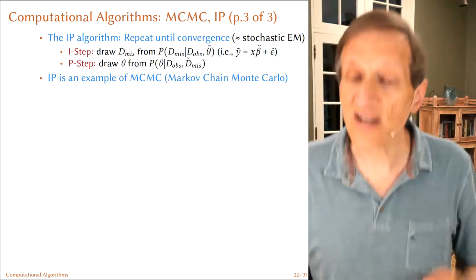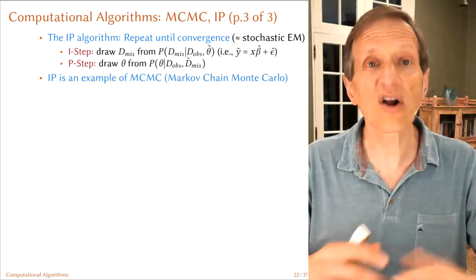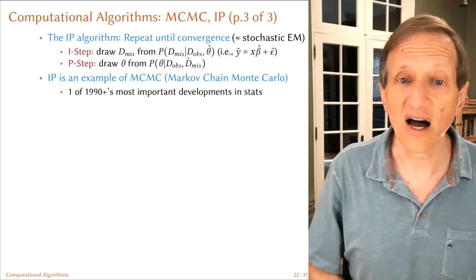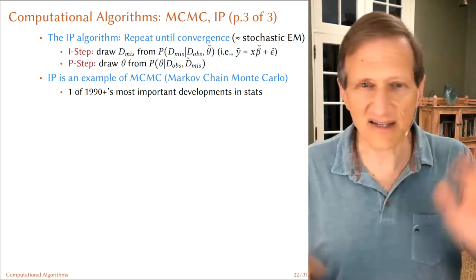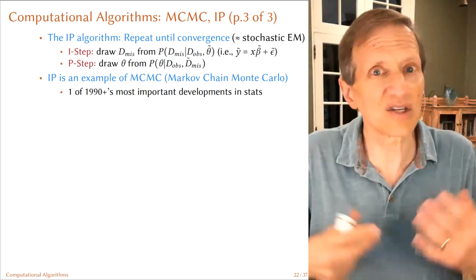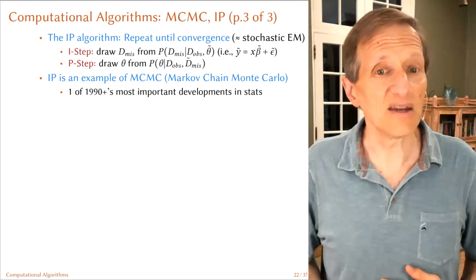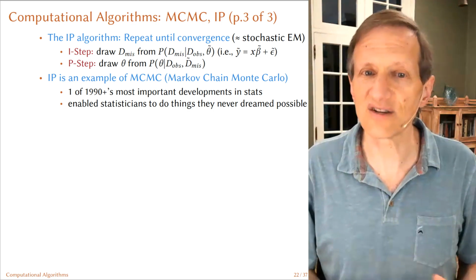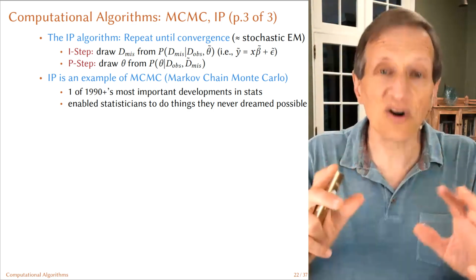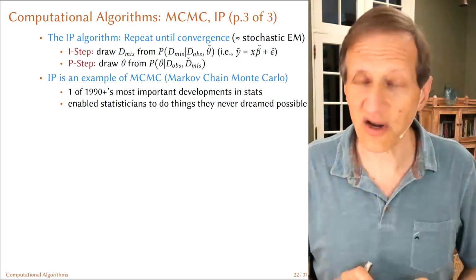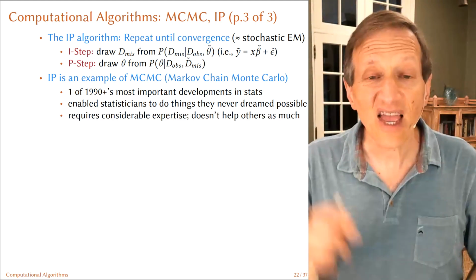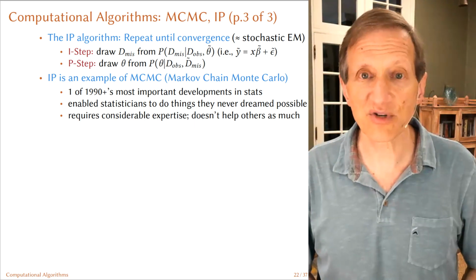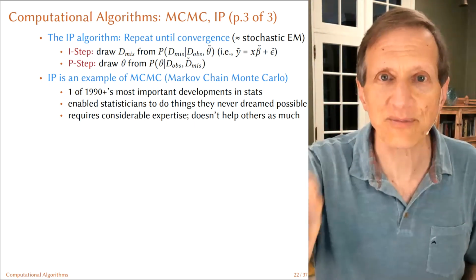Okay. So as I said, IP is an example of Markov chain Monte Carlo methods. It's one of the most important developments in statistics in like the 1990s and maybe the 2000s. It's still very, very widely used. It has enabled statisticians to do things that they thought would take centuries for computers to catch up and enable them to do. It requires considerable expertise. It is expertise that you absolutely can learn.